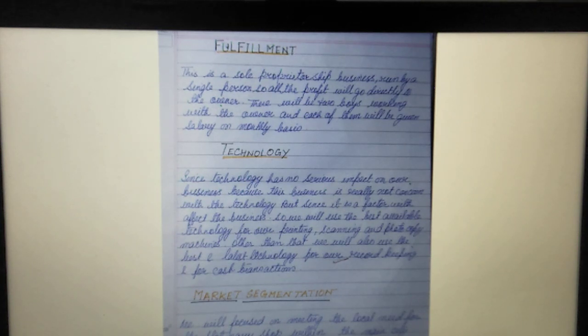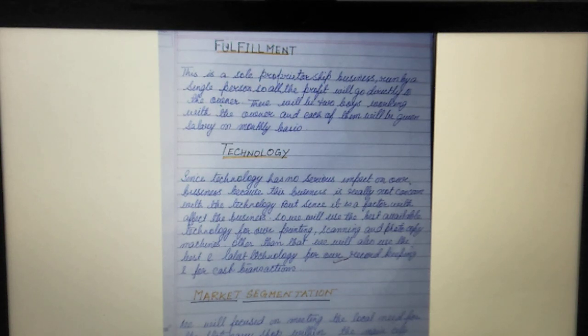Okay, next comes the technology. So as the technology, what are the innovative technologies that you are using in order to make this business a successful one, or to increase the productivity. So here you will be mentioning the technology. If you are using upgraded technologies, then you will mention it here, or if you are not using upgraded technologies, you can also mention it here.